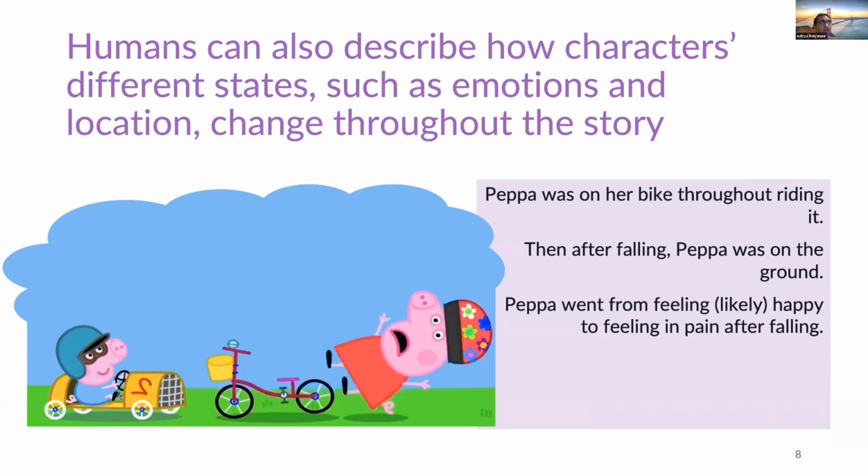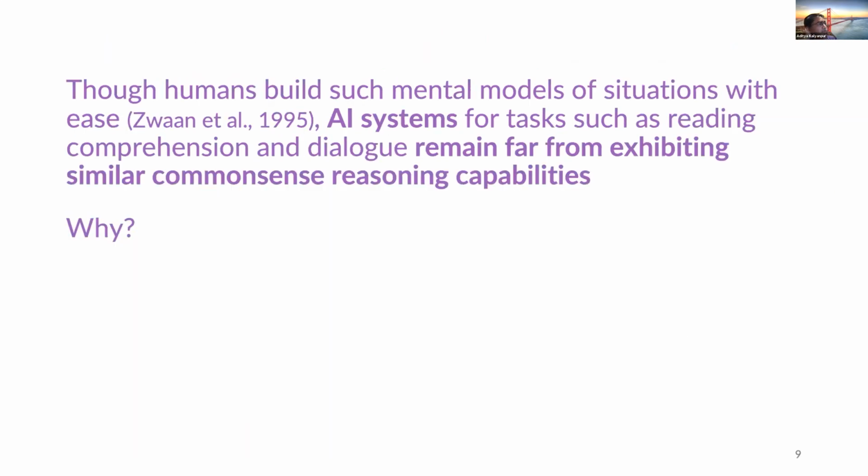And yet another thing we can do is track characters' emotions and states throughout the story. Peppa was initially on the bike before she fell. Then after that, she was on the ground. So we're tracking location information as well. And then emotion, like you don't know how she was before, but she probably was in pain or upset after she fell, right? And so we humans are pretty good at building these rich mental models of situations when we read or process information, but AI systems do very poorly at this.